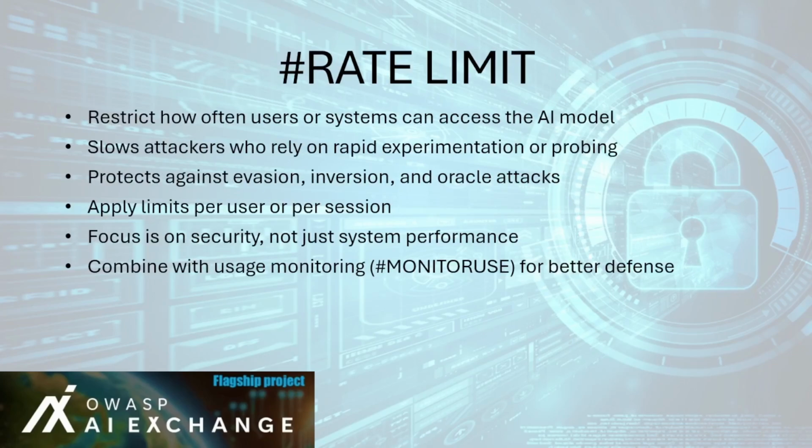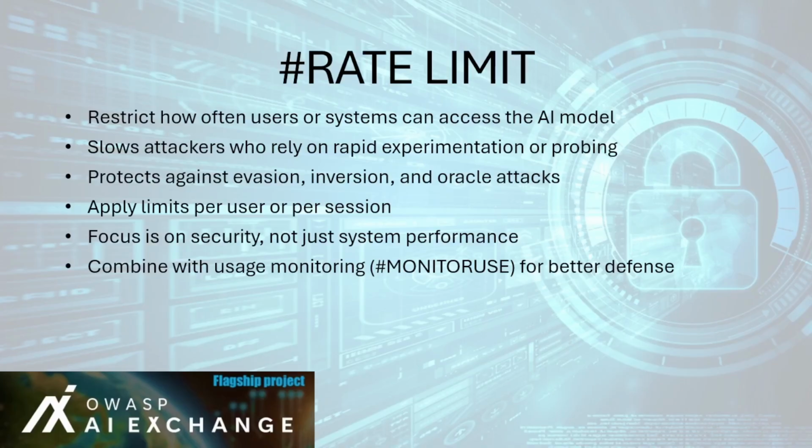AI threats. The #rate limit control defends AI systems by restricting the number of requests users or automated systems can make in a given time. Unlike traditional rate limiting used to prevent system overload or denial of service, here the focus is security-driven, specifically to hinder attackers from performing AI experimentation attacks such as model inversion, evasion, or prompt manipulation. By limiting interaction frequency, organizations make it significantly harder for adversaries to probe, test, or reverse engineer model behavior through repeated queries.